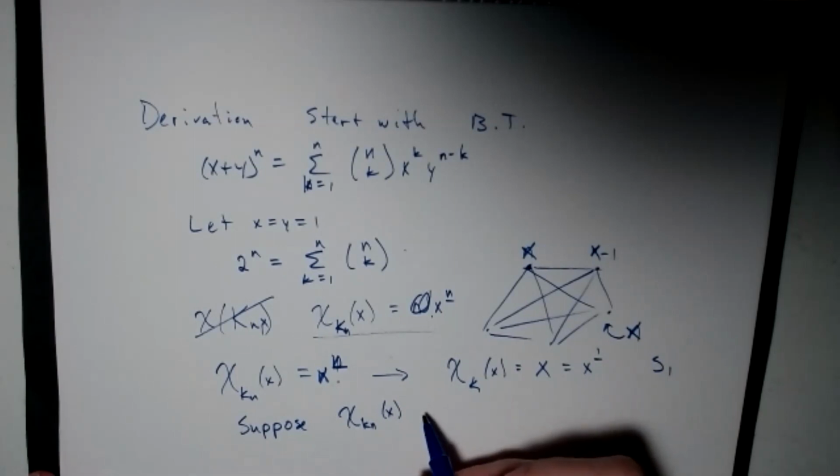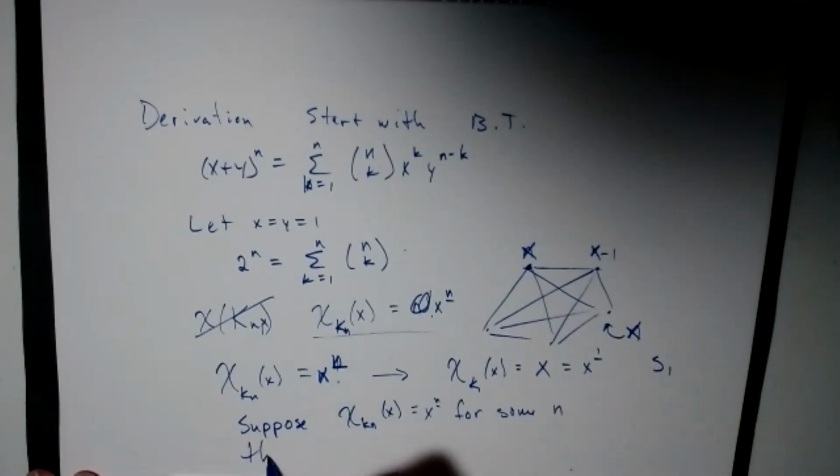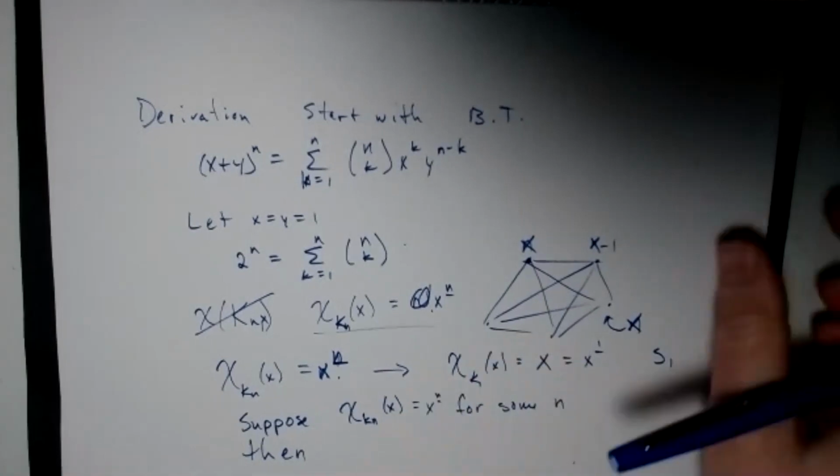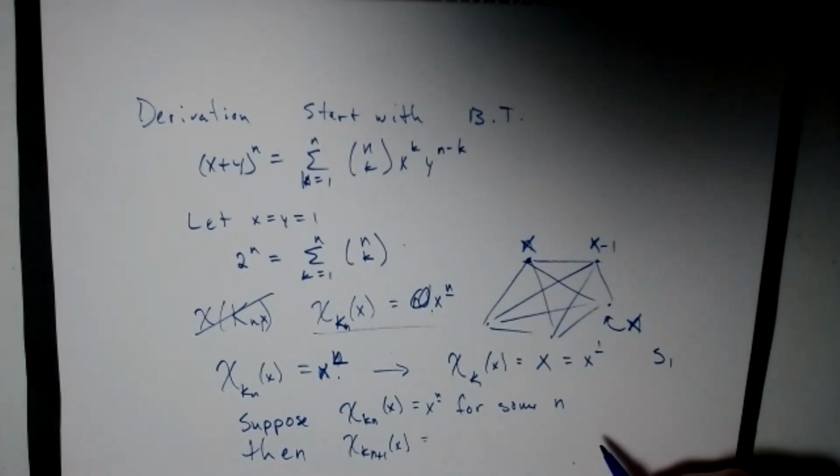Some proofs are just easier when you're dealing with the minus 1 than the plus 1. So suppose this is true for some n, and then I'm almost off the bottom of the page. Then look at the chromatic polynomial for Kn plus 1. Well, that's got to be equal to, and then that's when you start to kind of play with it.